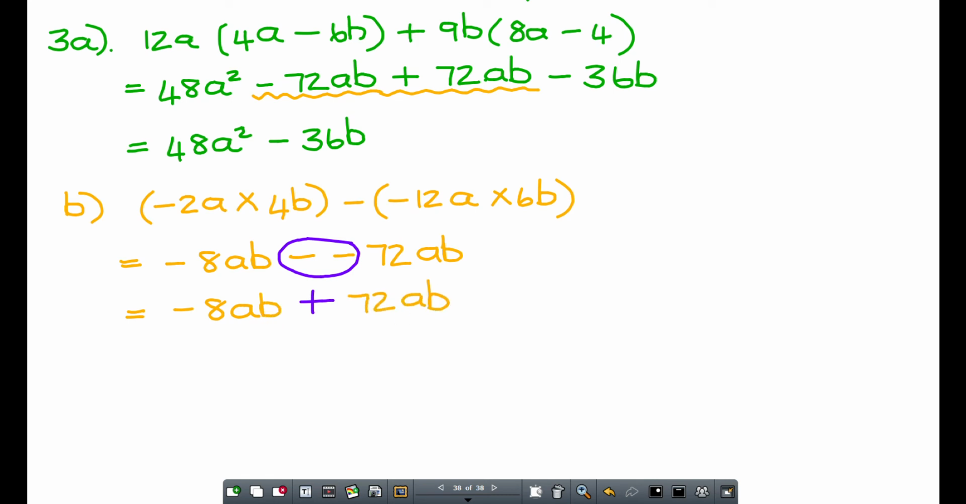72ab. Now, are those two terms like terms? Yes, because they both have a and b, and minus 8 plus 72 will give me how much? 64, and your unknown stays ab.